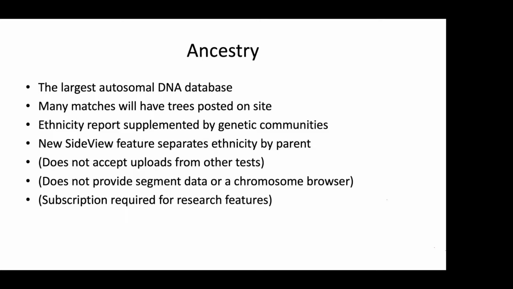Okay, AncestryDNA has the largest autosomal DNA database, so you will get more matches here than you will get anywhere else. Also, because it is a genealogy site, many of your matches will have trees posted on site. The ethnicity report they have is supplemented by something called genetic communities that I will get into in the second presentation. And they have a new side view feature that separates your ethnicity by parent.